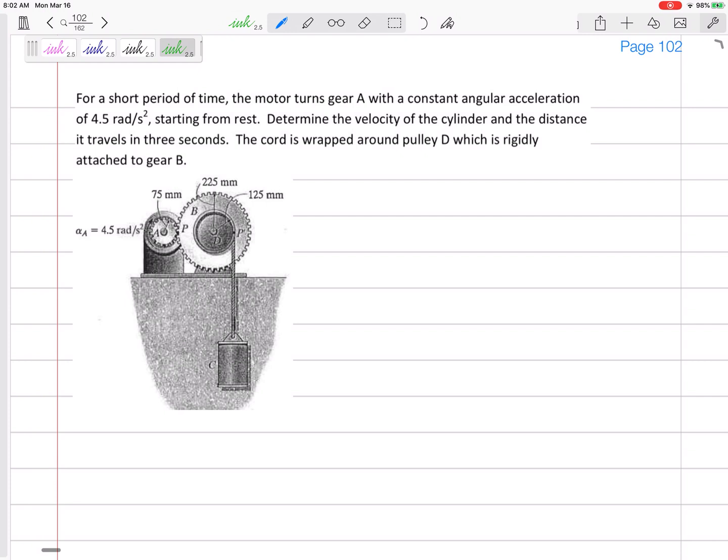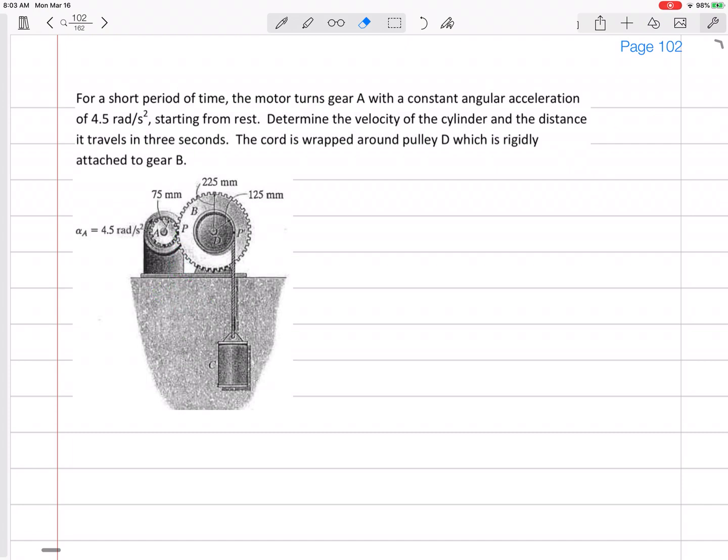How can we jump? If these teeth are moving and interconnected right here, don't you think that the velocity on the edge of gear A is the same as the velocity on the edge of gear B? Does that remind you of the belt? It's the same thing. All the linear information on the edge of A is equal to the linear information on the edge of B. That's how we're going to jump from A to B.